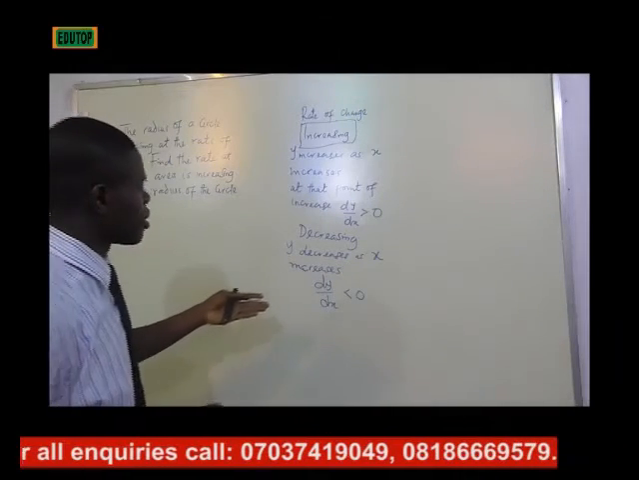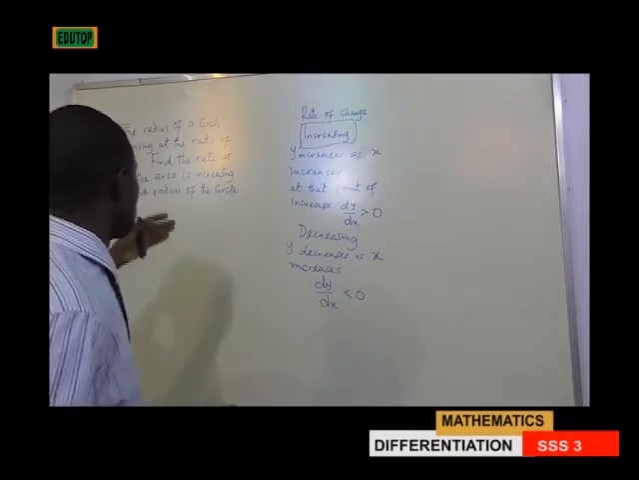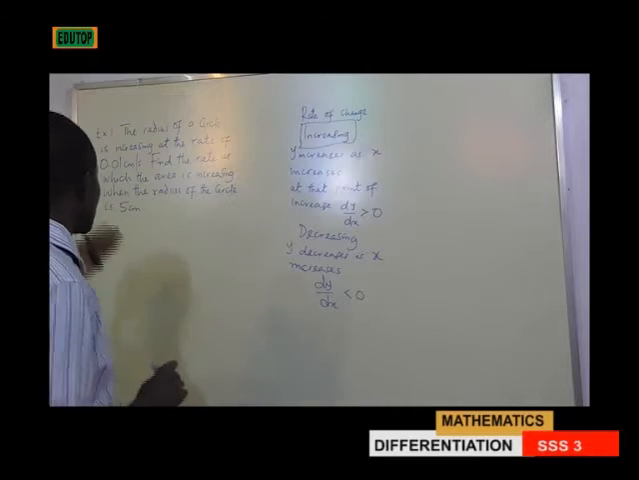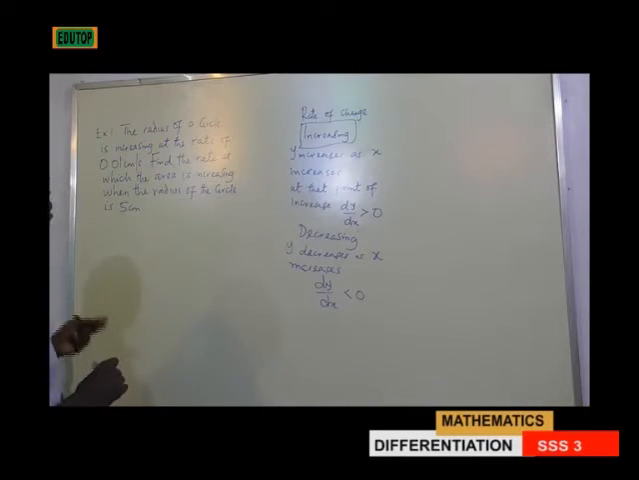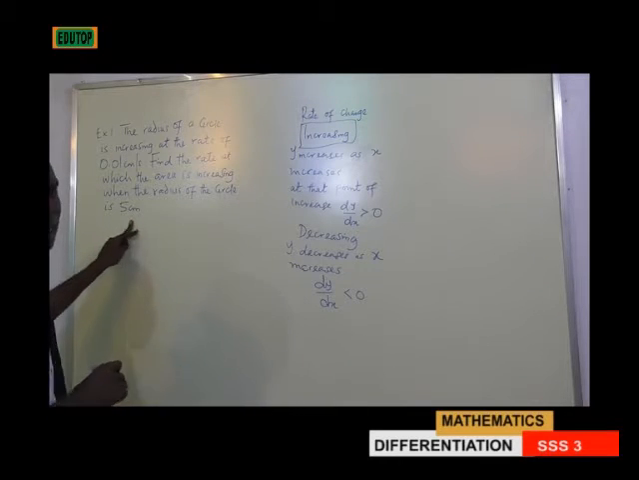Let's see the application in a real life situation. Look at this example. The radius of a circle is increasing at the rate of 0.01 centimeter per second. Find the rate at which the area is increasing when the radius of the circle is 5 centimeters.